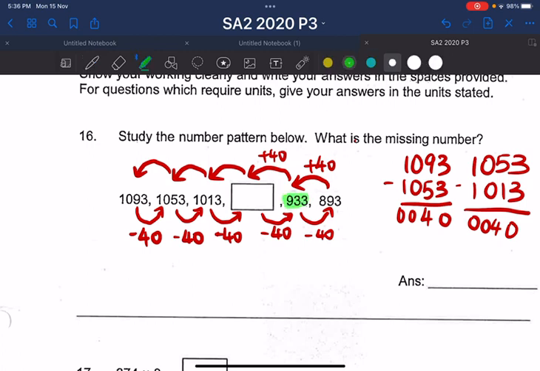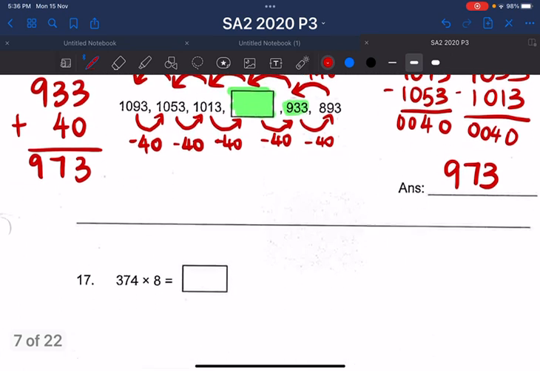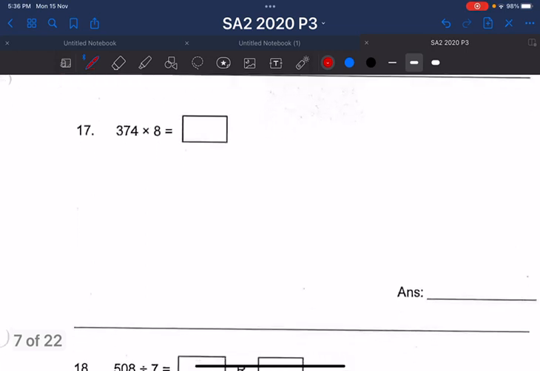So we are looking at these two numbers, 933 and a blank. We'll do addition instead because it is easier to add than to subtract, correct? So we're going to take the last number from the back, 933, and instead of subtracting, we are going to add because we want to find a number in the front. So this will be a very simple addition, 973. So we have our first answer, 973.